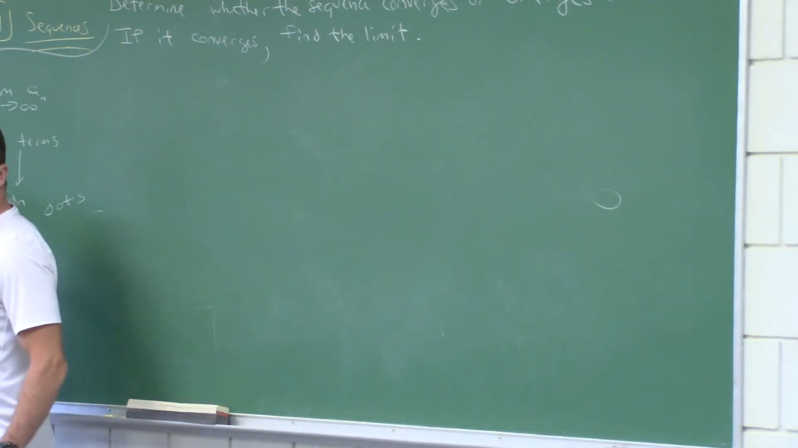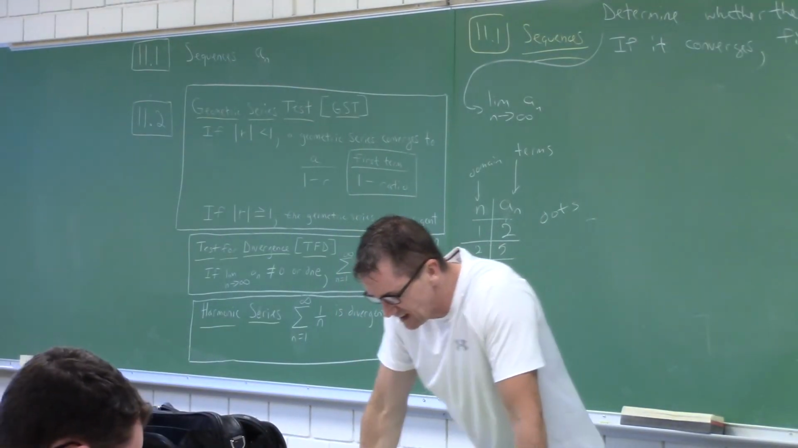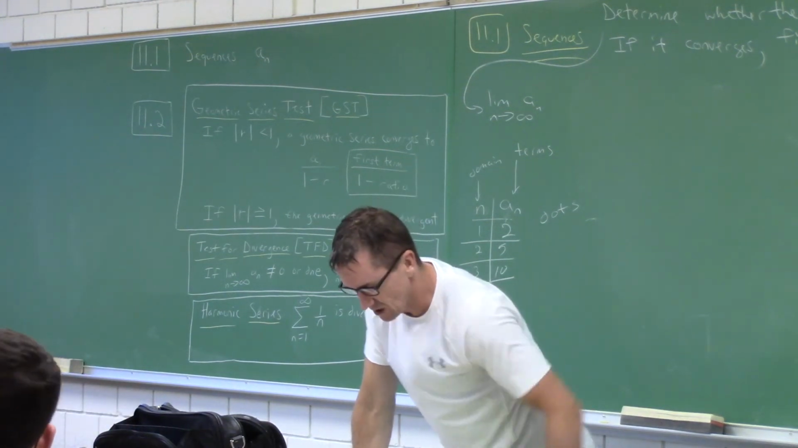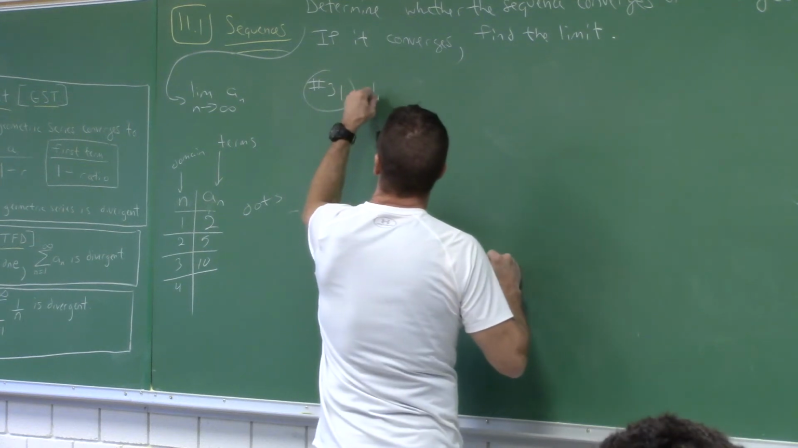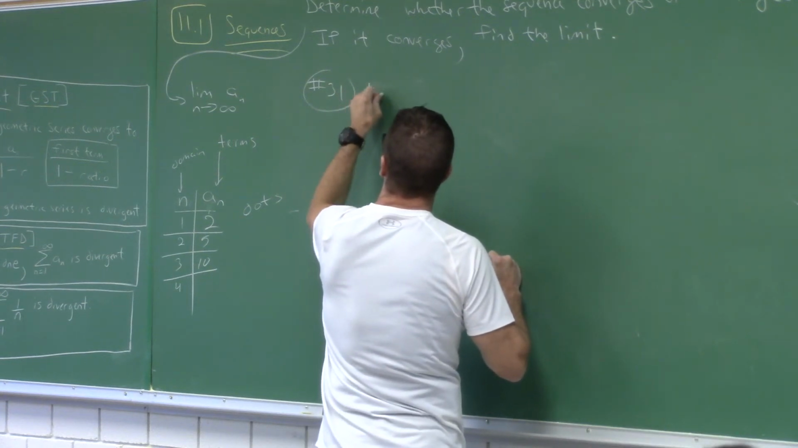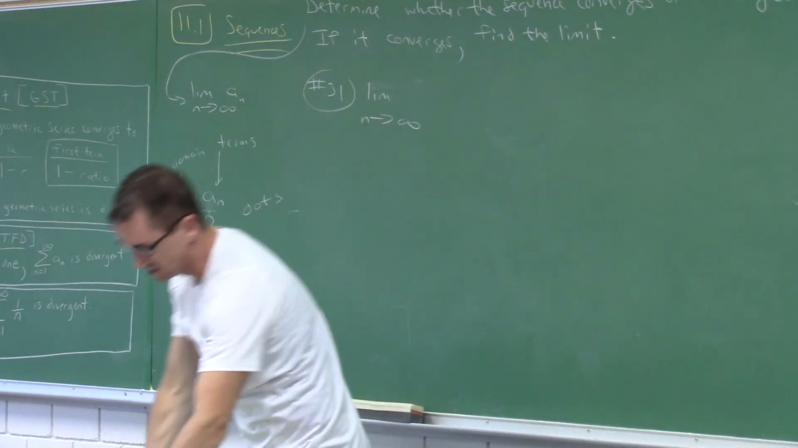Hey, great job. We're about to do 11-2, but I thought there's one problem in the notes that might bug you because they got it right. So, this is number 31. Can you help me out with this? They want you to find the limit as n approaches infinity. They want you to determine whether the sequence converges or diverges.